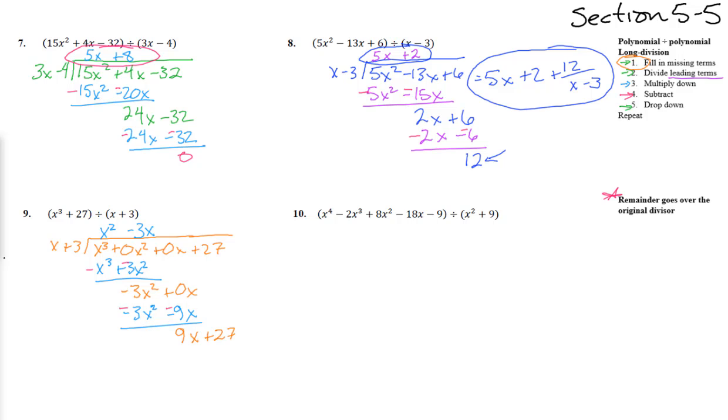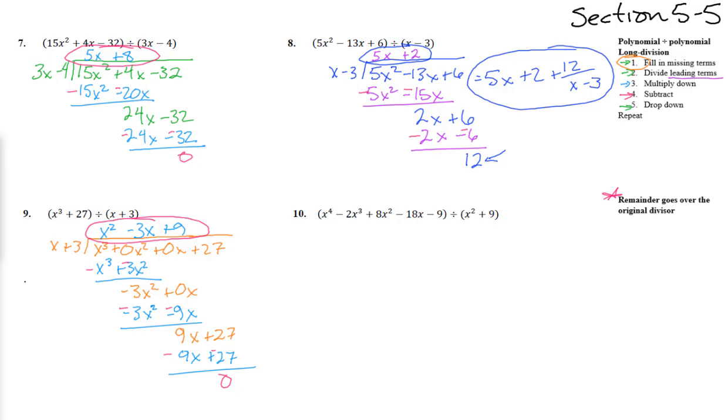Good. And now x goes into 9x positive 9 times. 9 times x is 9x. 9 times 3 is 27. And then we subtract. Don't forget that's a subtraction that's supposed to happen there. And we get 0, 0. No remainder. So here is our answer: x squared minus 3x plus 9.